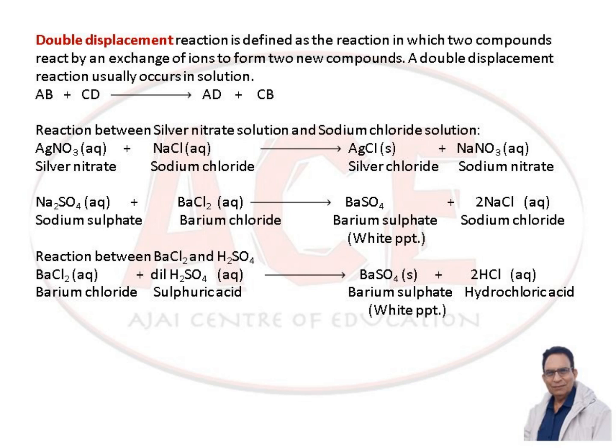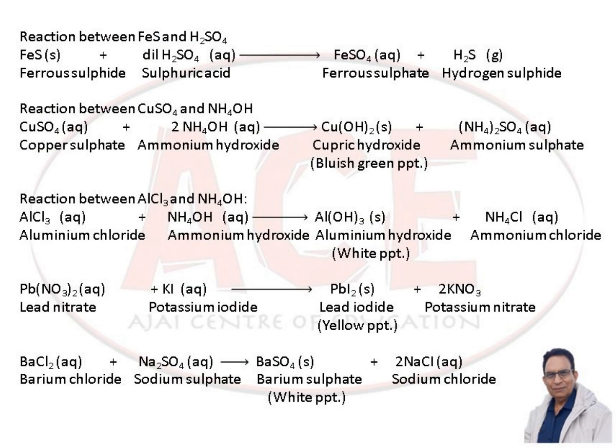Reaction between barium chloride and sulfuric acid is another example of double displacement reaction. BaCl2, barium chloride, plus dilute sulfuric acid, H2SO4, gives barium sulfate, BaSO4, plus HCl. More double displacement reactions. Reaction between FeS and H2SO4. FeS, ferrous sulfide, plus dilute sulfuric acid, H2SO4, on reacting give FeSO4, that is ferrous sulfate, plus H2S, hydrogen sulfide.